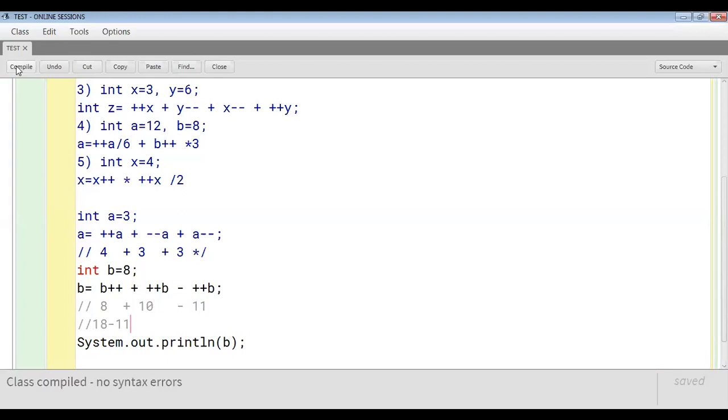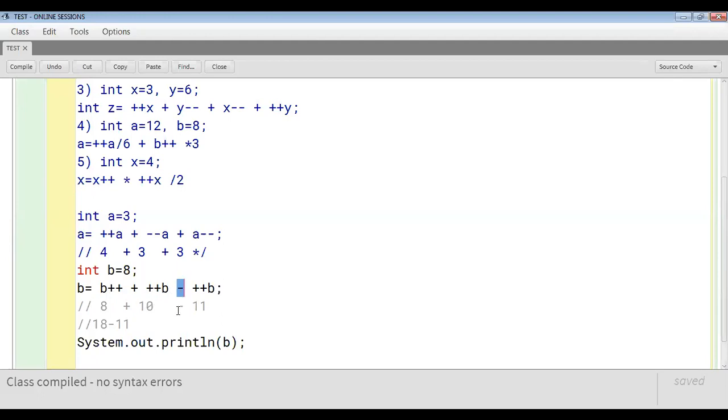All of you getting it? Why is it 7, beta? See, here it is b plus plus, so it will work on the principle of change after action. So 8 remains 8, but the moment this part is done, it will become 9. And 9 is pre, so it will change before the action. So 9 has become 10, and that's why 8 plus 10.